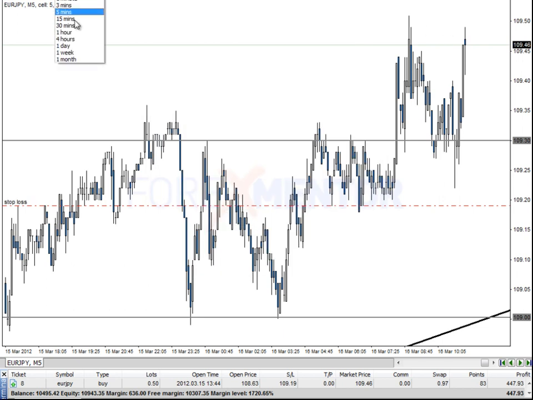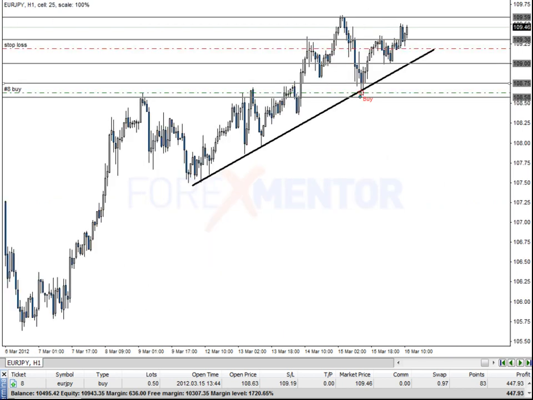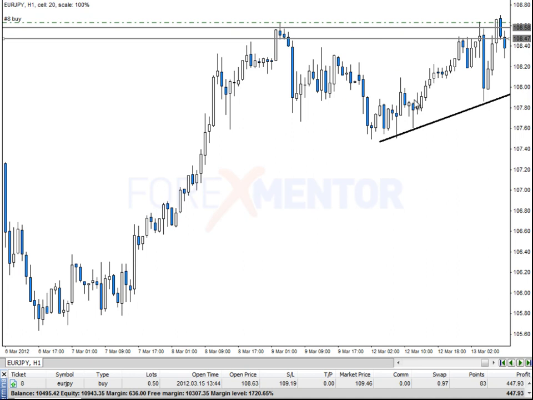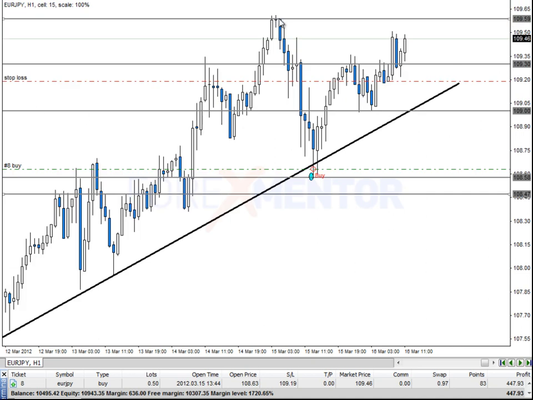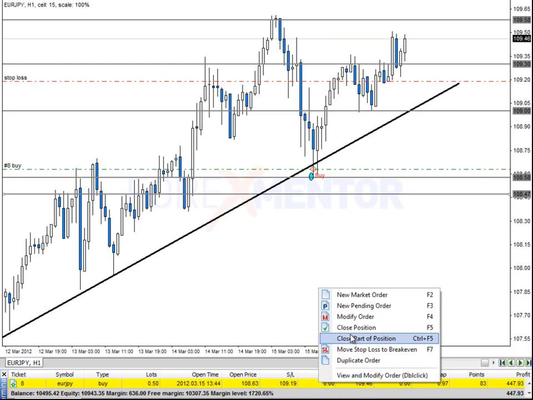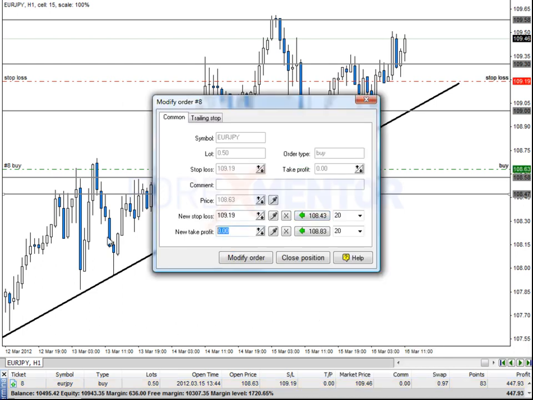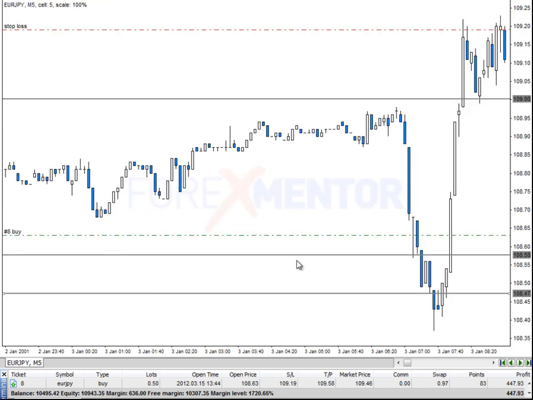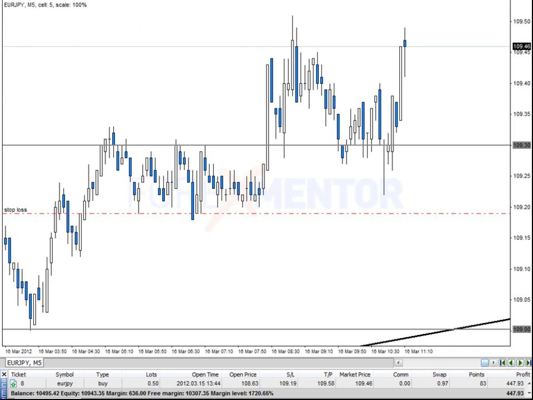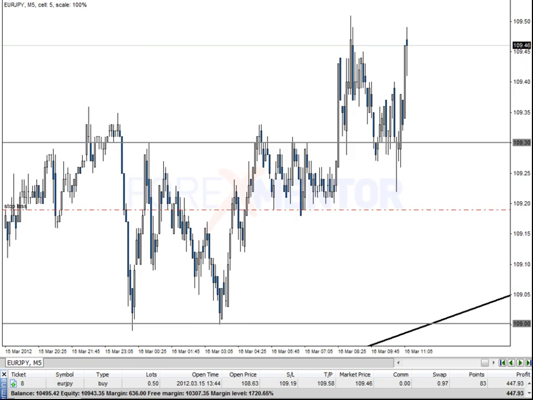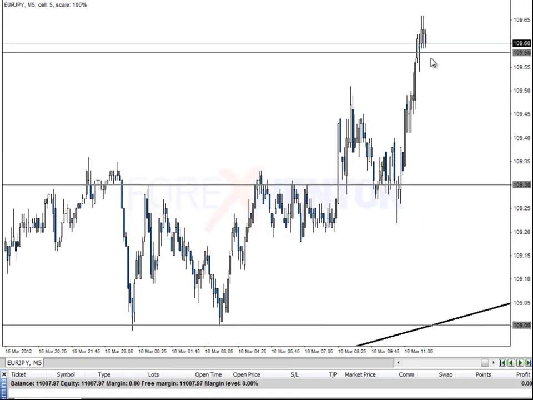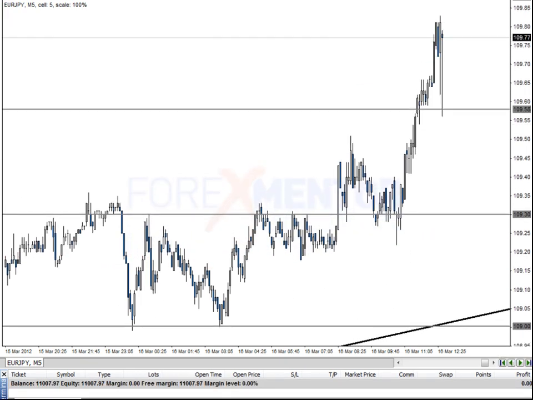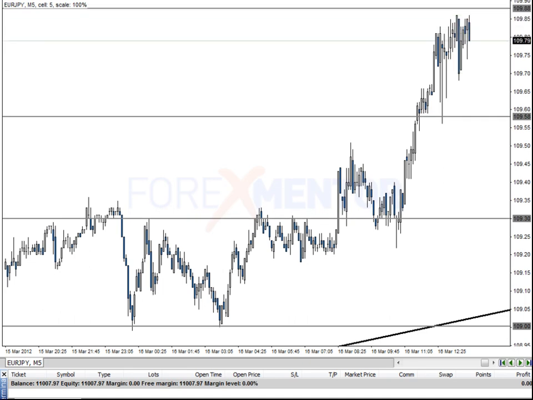Modify that, and what I want to do is look at taking the remainder of the position off now at these highs up here. Right up here, 109.58 is going to be my final target. And if we just go back to the 5-minute, compress this. Price spikes up, we've just been taken out, and you can see it actually starts moving a lot higher.